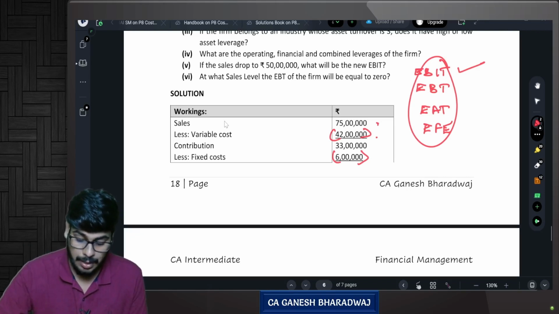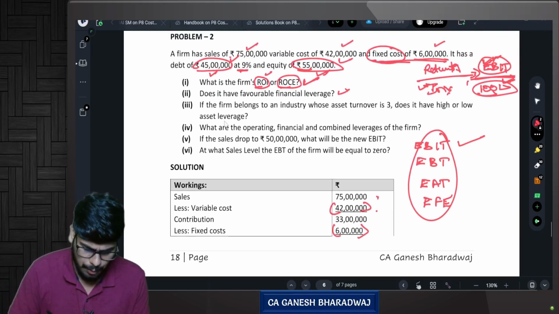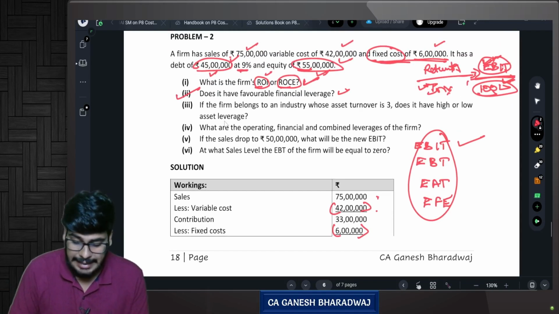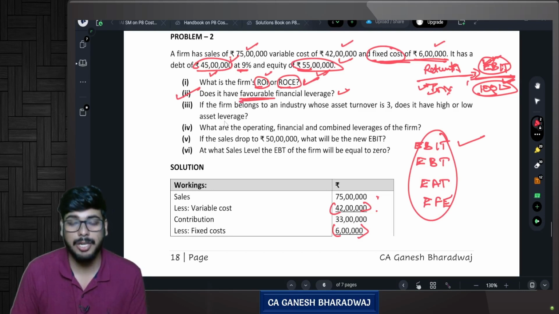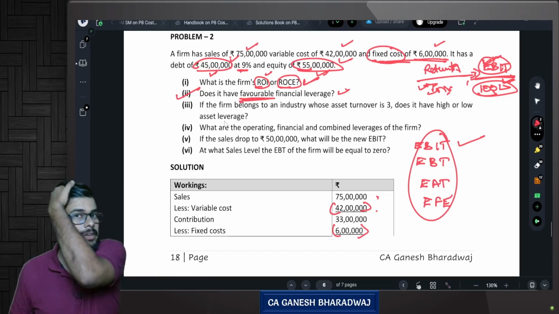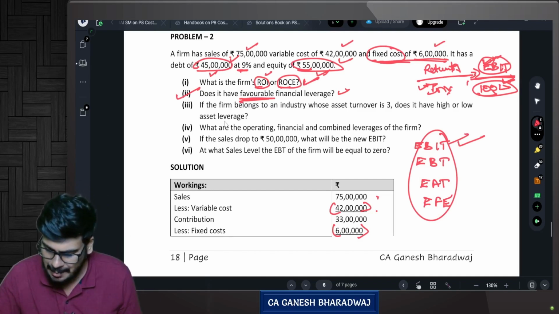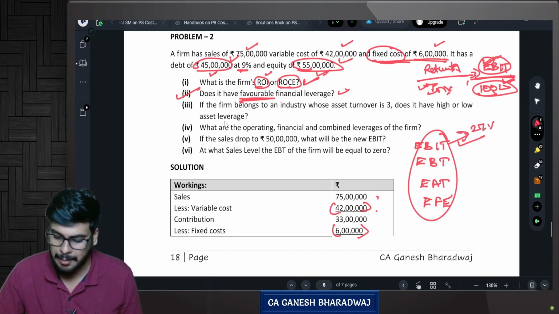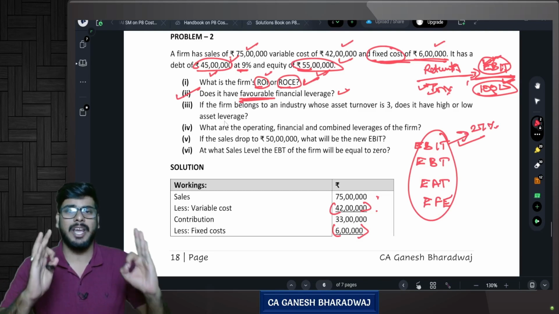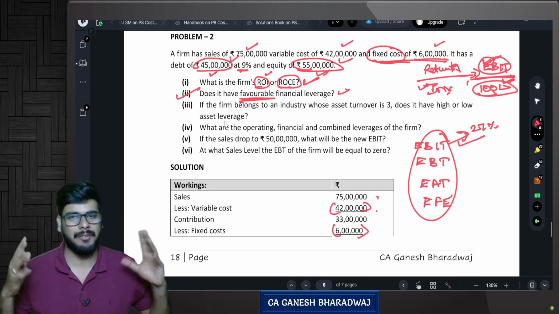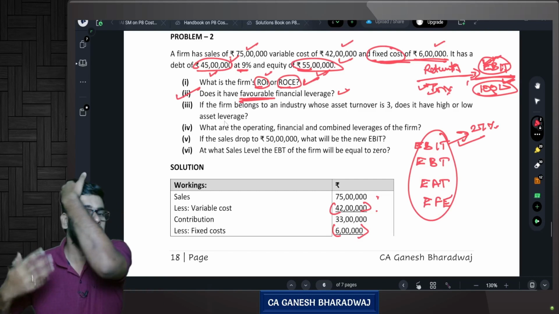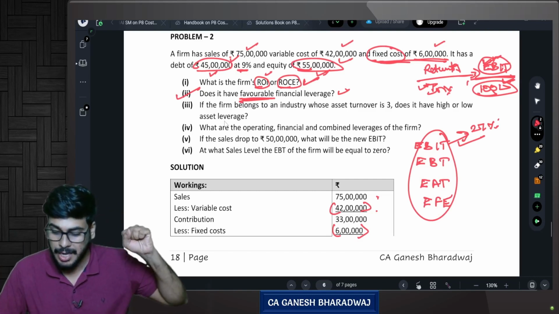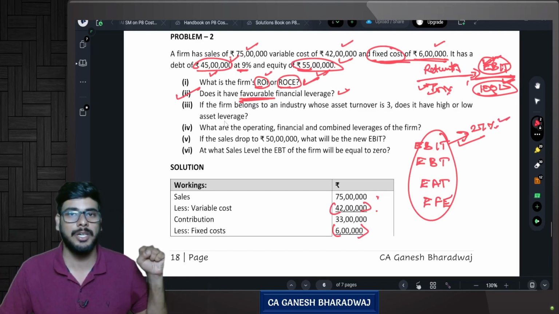Yes. Now, look at this. Very beautifully worded is the second part. Does it have a favorable financial leverage or not? They are asking whether this company is having a favorable financial leverage or not. EBIT is how much? 27%. That is, for every rupee invested in this company from whatever source of finance, the company is actually doing business by generating 27% of returns, correct?